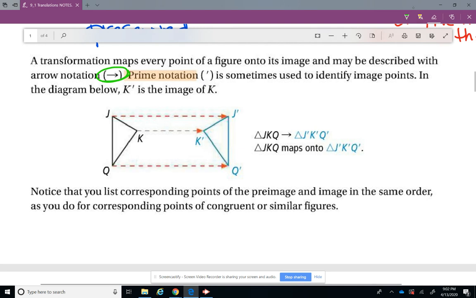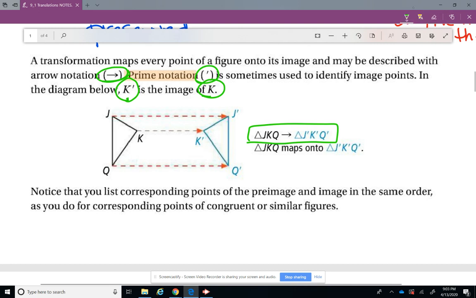Now the prime notation I've already showed you. It's kind of like an accent mark. It's not really like an apostrophe. An apostrophe curves. This is more of a straight one. It's sometimes used to identify image points. In the diagram below, K prime is the image of K. All right, and here's a statement right here. Triangle JKQ is mapped onto triangle J prime, K prime, Q prime.